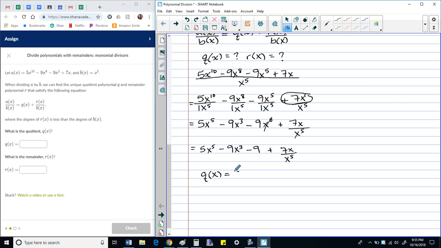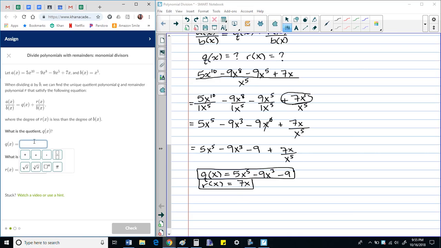Okay, so Q of x is the stuff that doesn't have the leftovers. So 5x to the 5th minus 9x cubed minus 9. And then the remainder, r of x, is just the top. And it's positive, so I'm just going to write 7x. I'm not even going to write a plus, but if it were negative, if it were minus, I would write negative 7x. Okay? All right, so 5x to the 5th minus 9x to the 3rd minus 9, and then 7x.